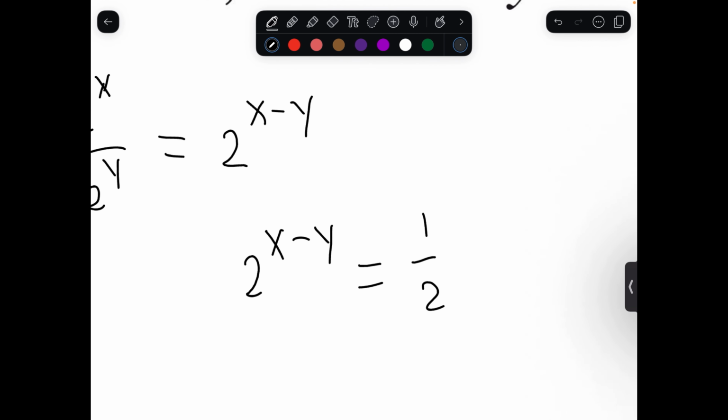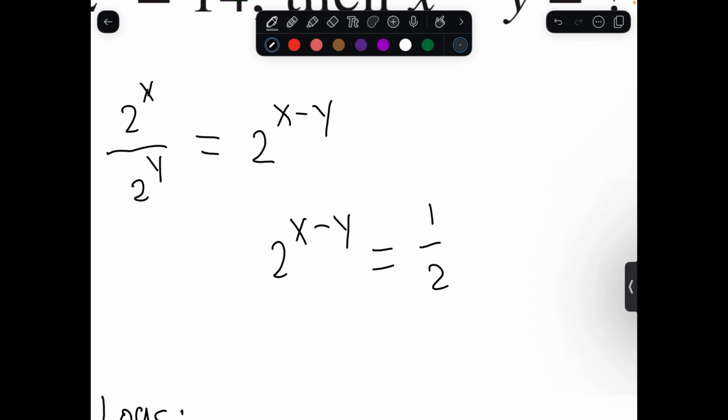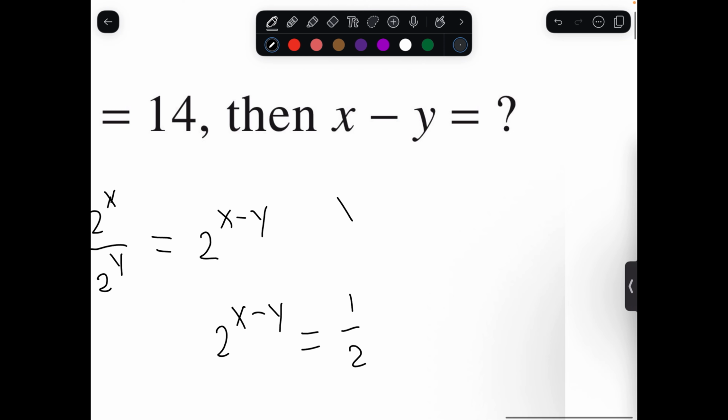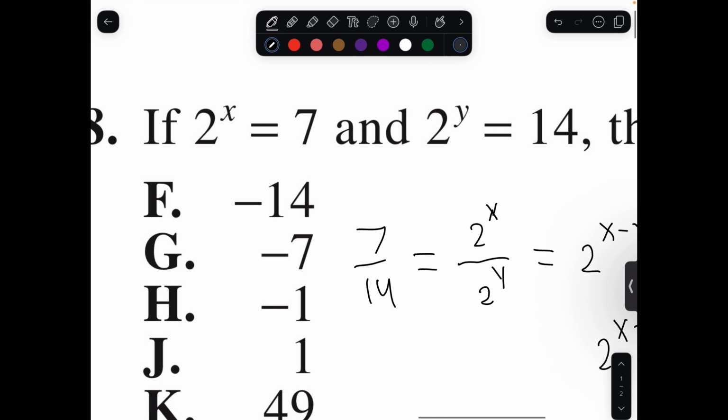And then you would just realize that 2 raised to the power of negative 1 equals 1/2. And then you would come to the conclusion that x minus y equals negative 1. So this is the other way of doing it.